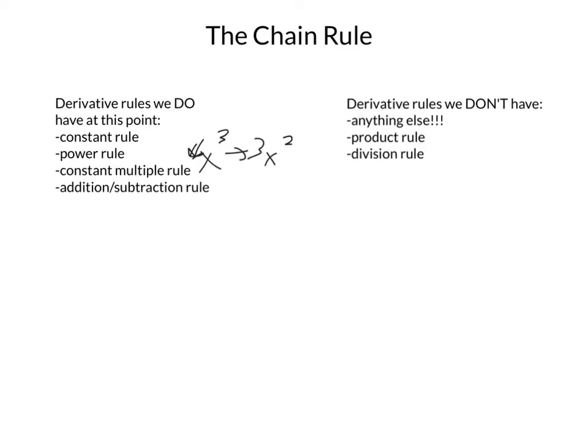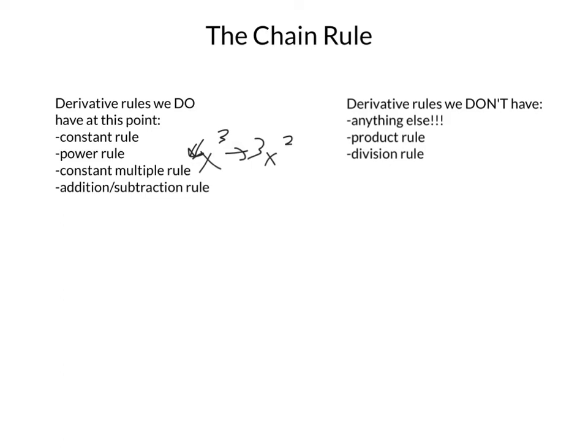We know that we have a constant multiple rule. The constant multiple rule is the one that tells us that, when you're taking the derivative of this thing multiplied by a constant, you could ignore the constant, do the derivative, and then put the constant back on. And we have our addition and subtraction rule that basically tells us that if you add or subtract two things, you can just take the derivative of those two things individually.